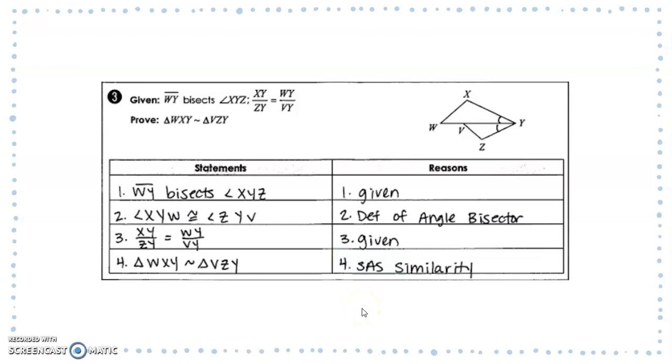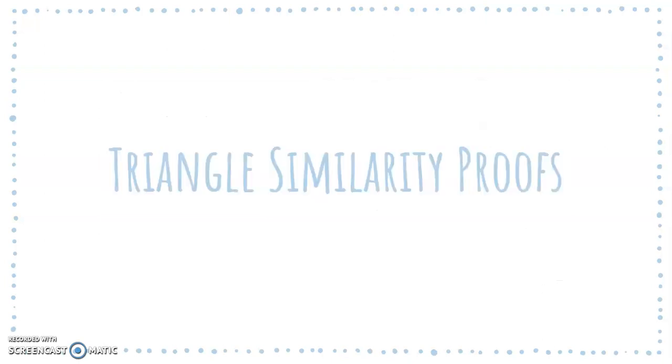So for this one, we were lucky because they already told us that they were proportional. Sometimes we might have to find that proportion ourselves. But again, just stepping it out one reason and statement at a time, using the side-side-side, side-angle-side, and angle-angle similarity for our triangle similarity proofs.